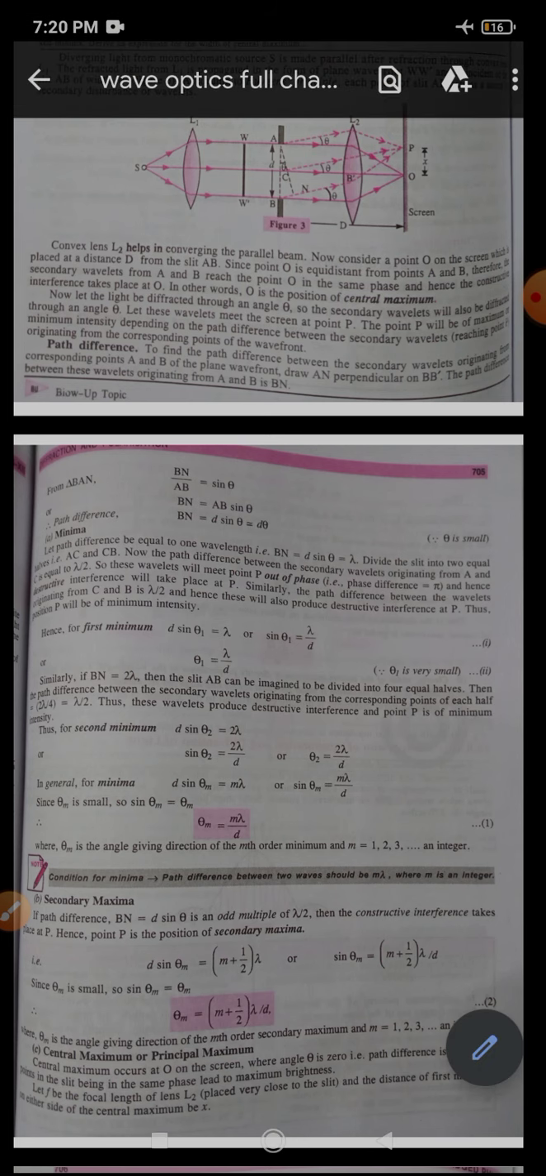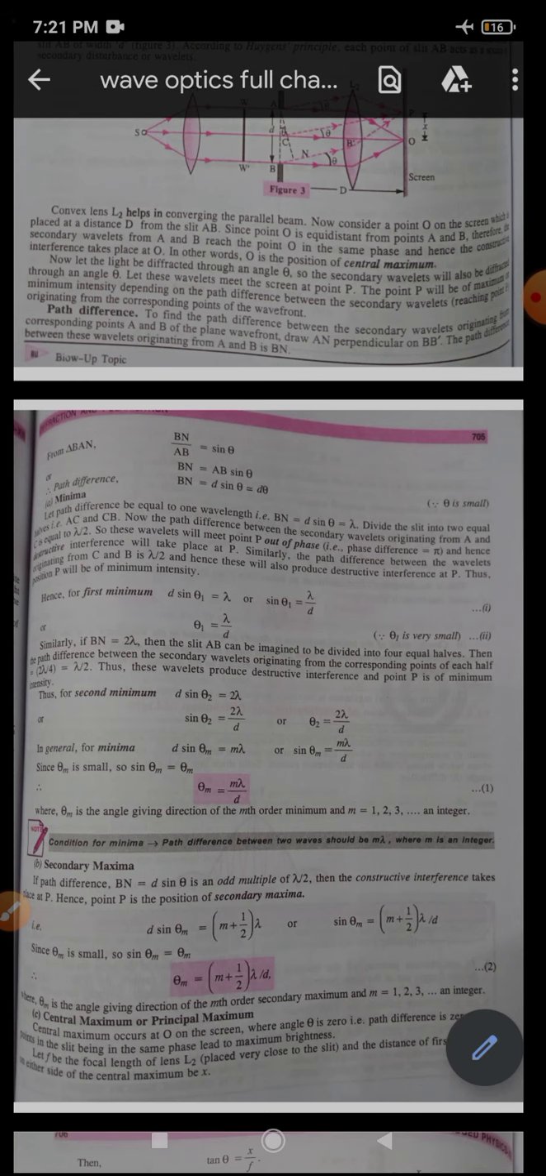So now we'll see the path difference. To find out the path difference between the secondary wavelets originating from points A and B of a plane wavefront, draw AN perpendicular to BB'. We are drawing AN perpendicular on the line BB'. So the path difference between these wavelets originating from A and B is BN.